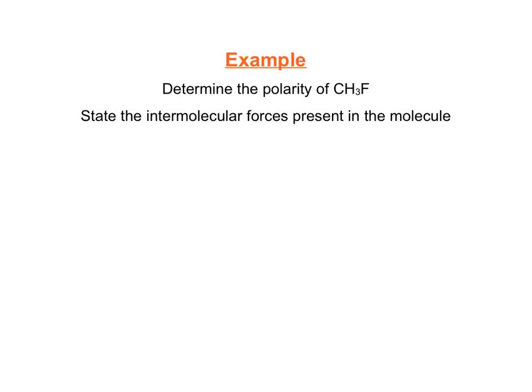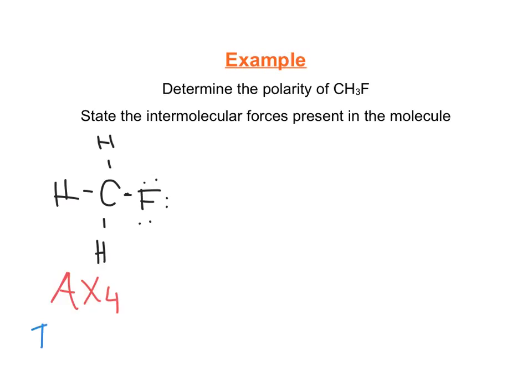So the first thing we need to do is draw the Lewis dot diagram and figure out the VSEPR shape. So when we draw this, we get C in the middle, 3 H's, and an F around it. So on carbon, we have AX4 because there are no lone pairs on the carbon. This means it's tetrahedral.